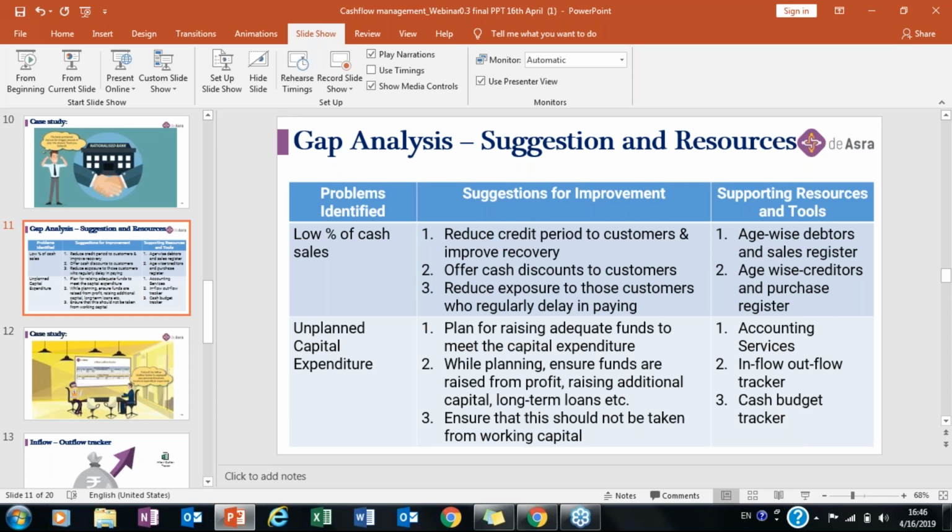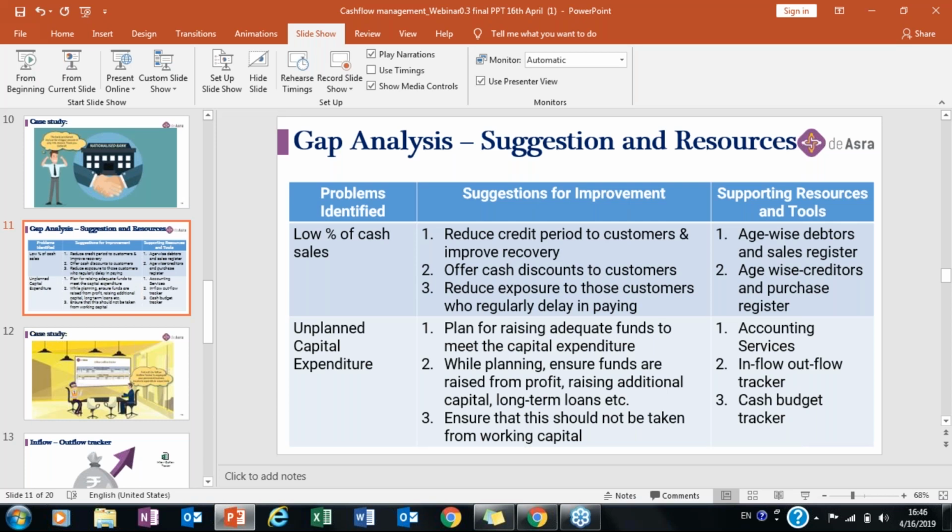Now, why it should not be taken from working capital is, as we continue with the same example, had she taken the money out of the working capital, she wouldn't have much money left with her to do the various business activities like getting raw materials, paying her employees, paying the bills, or any other day-to-day expenses which she incurs. So the major thing is that she should take the money or loan from the capital and not the working capital.